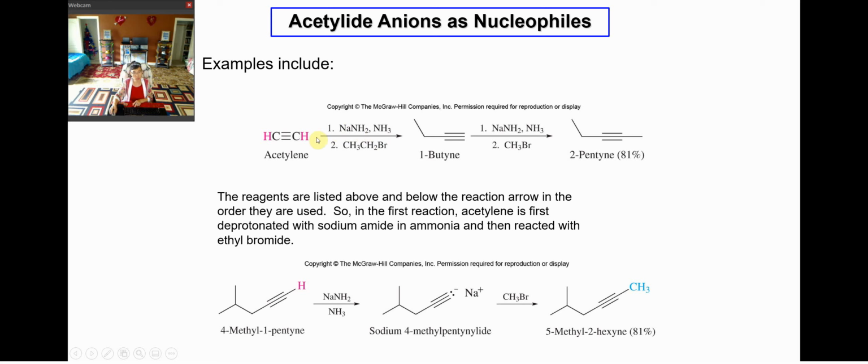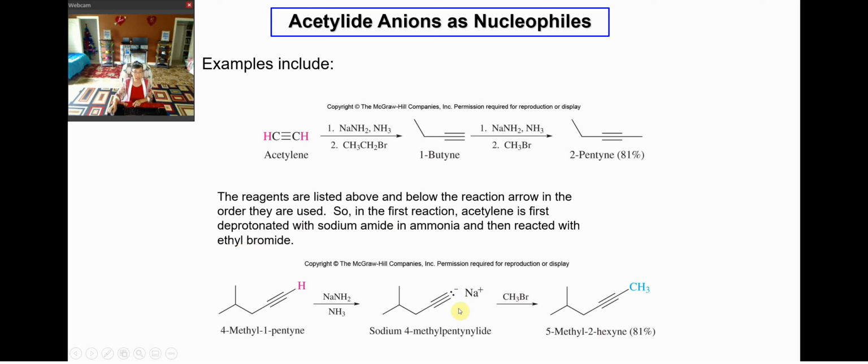First of all, in this first step, you form this negatively charged intermediate, acetylide. And then in the second step, you are going to add in different functional groups. So in the first reaction, acetylene is deprotonated with sodium amide in ammonia, and then this acetylide reacts with the isopropyl group from your isopropyl bromide.